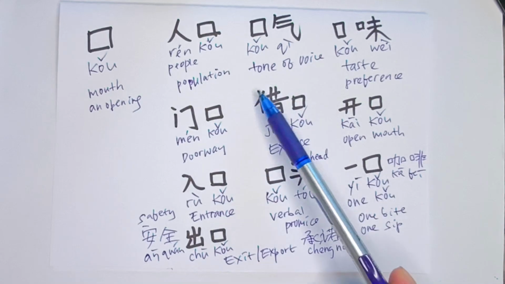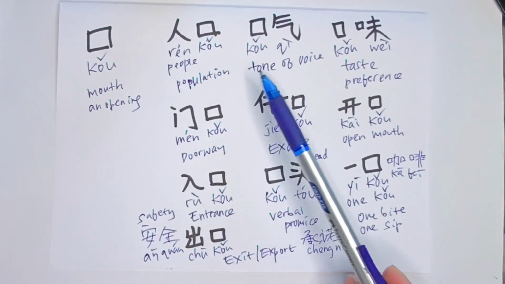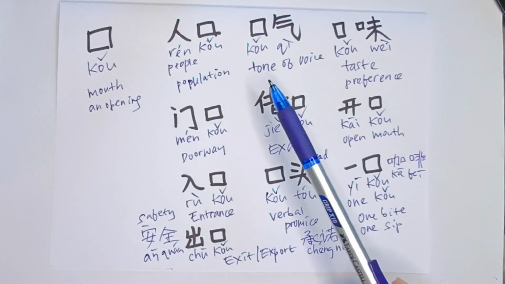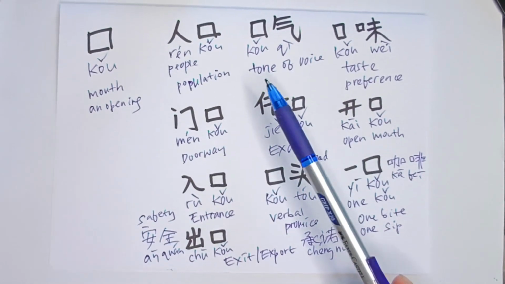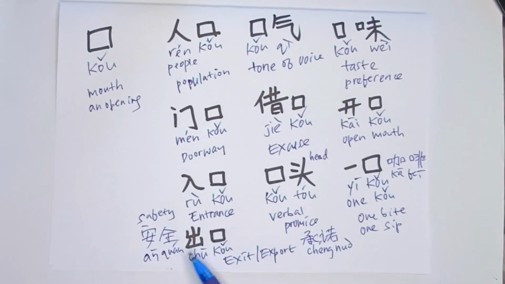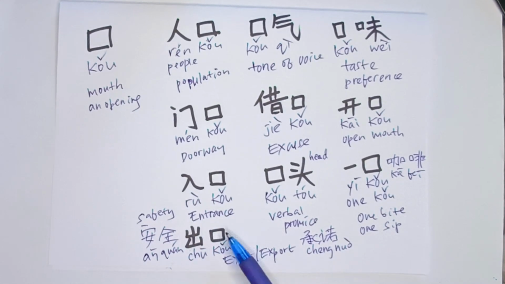口气 is your tone of voice. He has a very bad 口气. Maybe he's talking very impolitely or very rudely. That's when you say someone's 口气 is very bad. 出口. 出 is to exit. 出口, exit mouth, exit opening. It means the exit, the opposite of entrance.